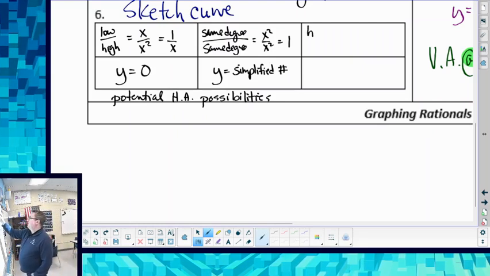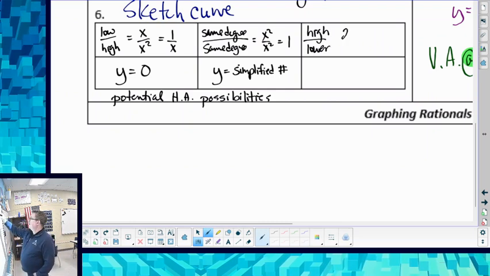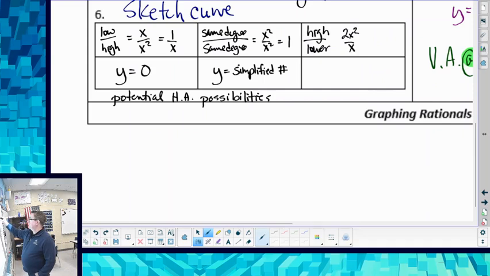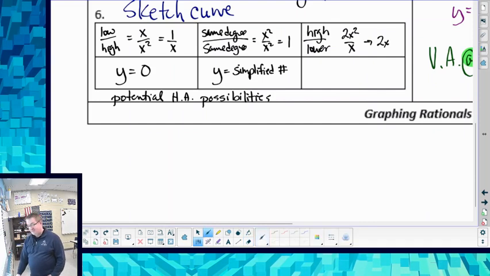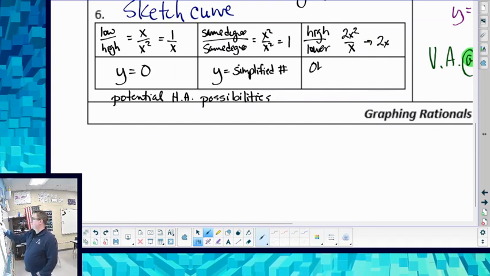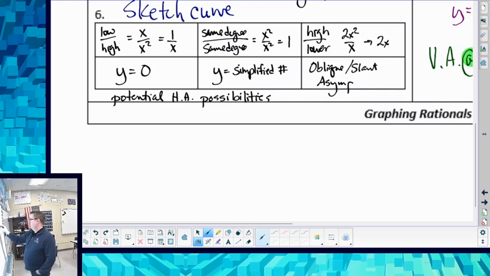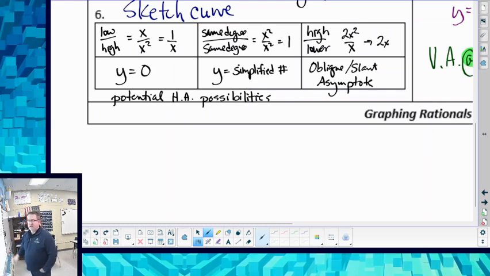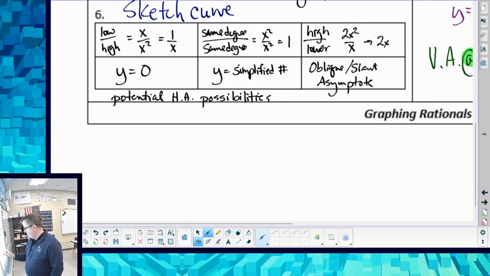And then if I have a higher degree over a lower degree, for example, let's say I have 2x squared over x. Then that would simplify down to 2x. That's something called an oblique or slant asymptote, depending upon book or teacher. And that's something for a different time. We tend to focus more on that in our pre-calculus course. Effectively, it is a line, just so you know.